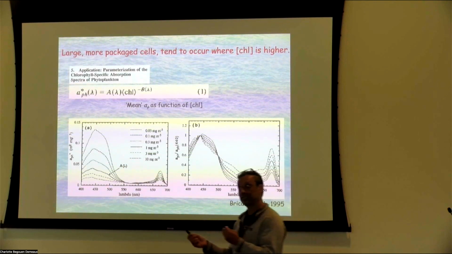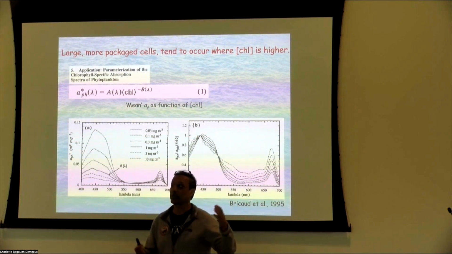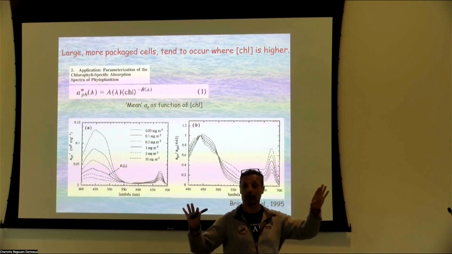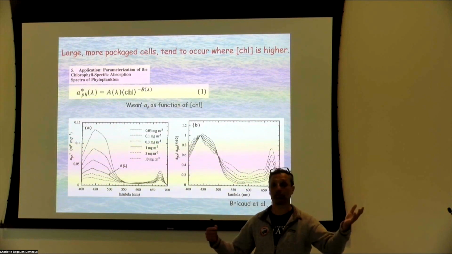And then the question is, is it new information? When I'm using a size algorithm, is it independent of chlorophyll, or is it basically the same information I have in chlorophyll, just with a different name?